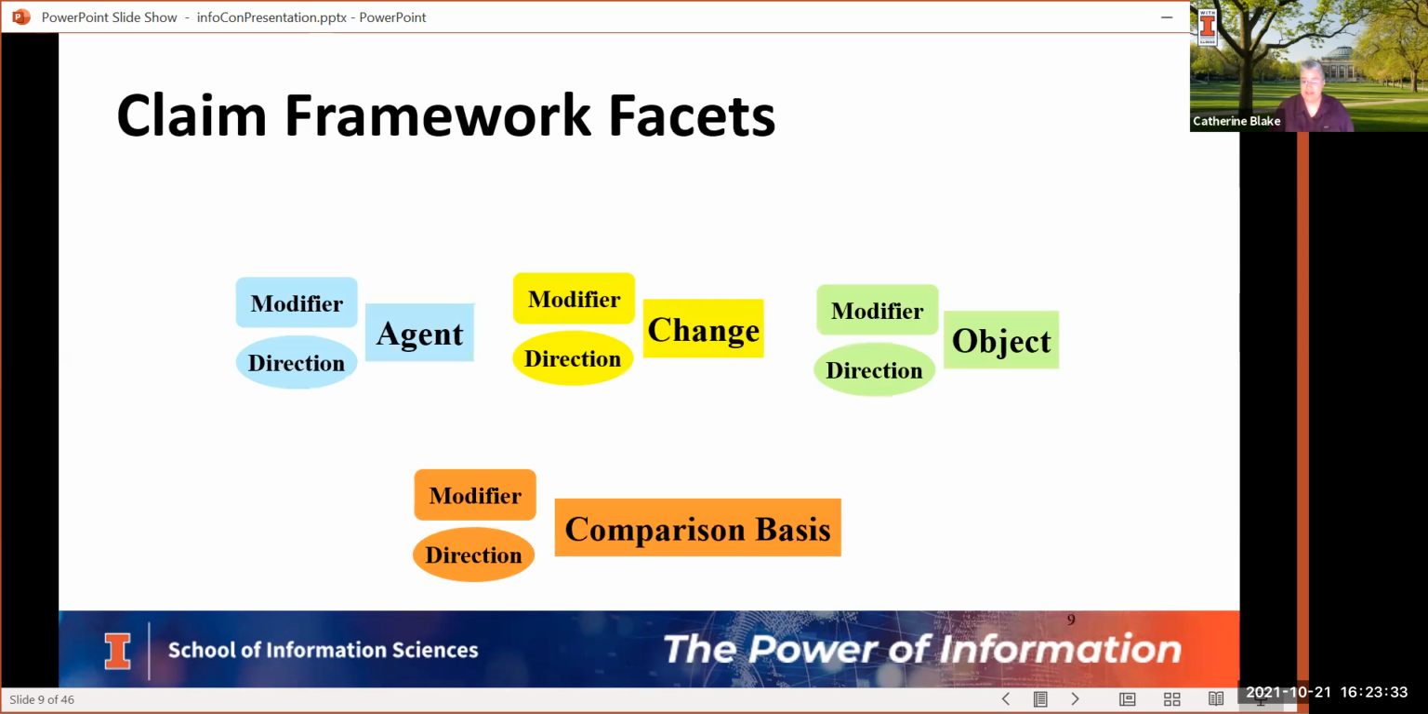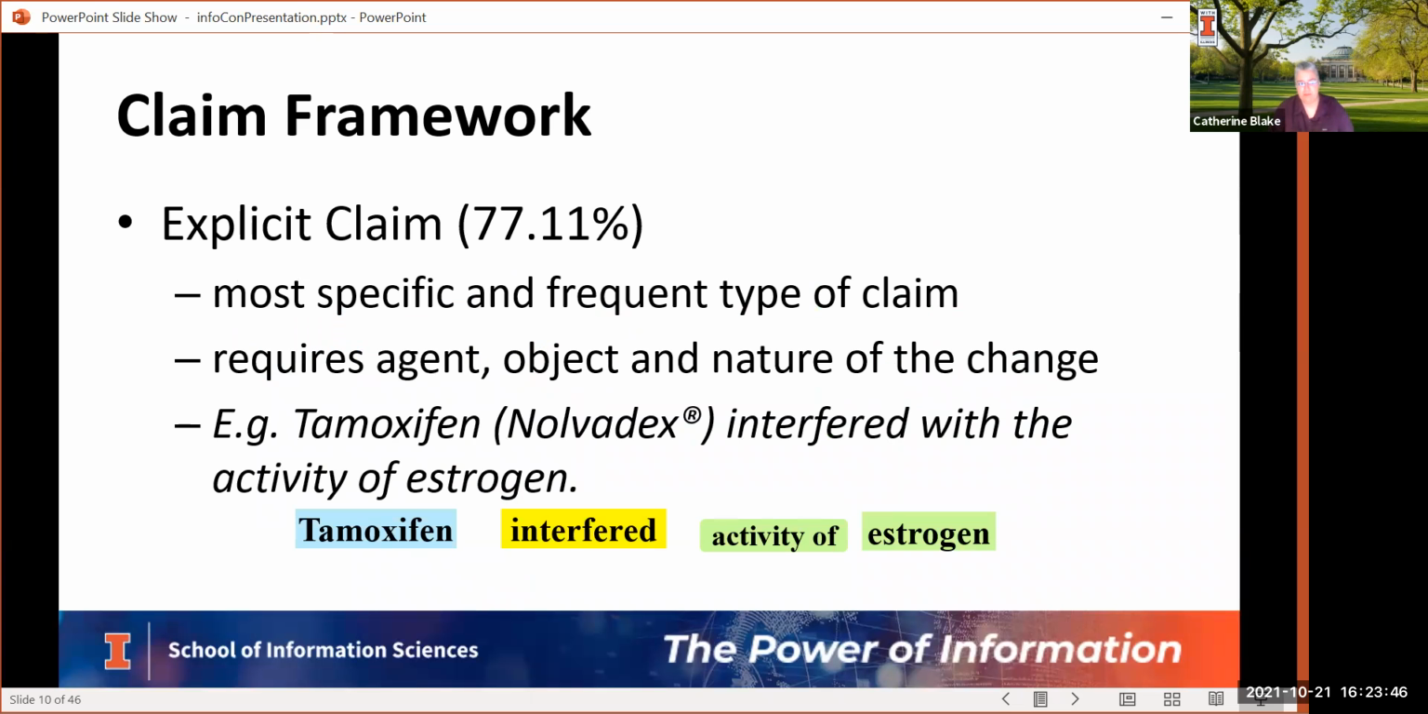The first one is an explicit claim that captures an agent and an object. These are the different facets that play a role in the claims, but let me give you some specific examples. The explicit claim is when you have an agent, an entity in a sentence, and that entity is changing another entity. So in this example, we've got tamoxifen interfered with the activity of estrogen. Tamoxifen is a drug that treats breast cancer, and estrogen is something that is associated with breast cancer. And so you can see that this drug has interfered with estrogen.